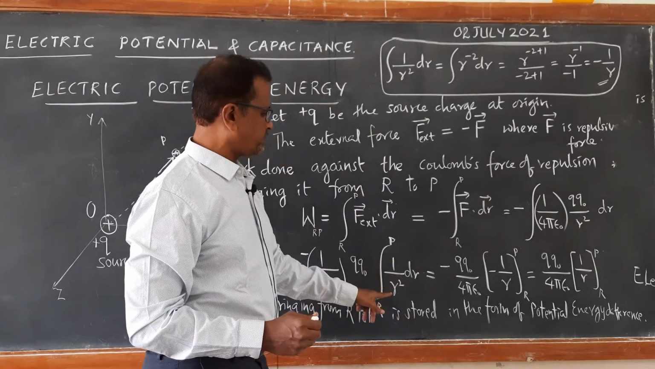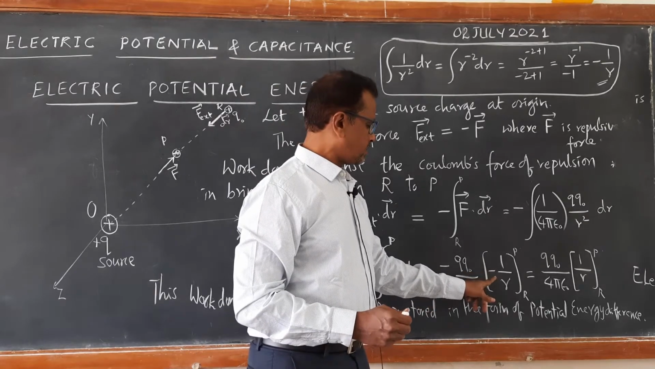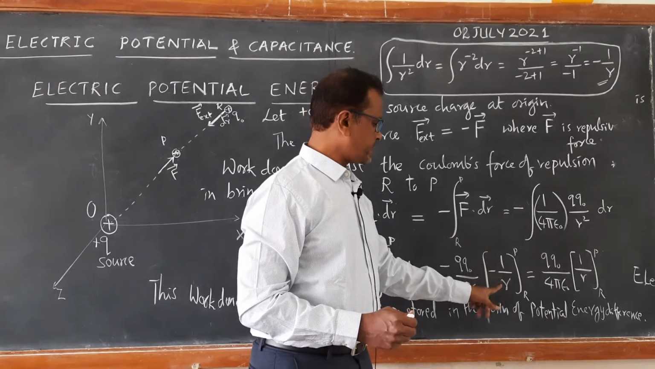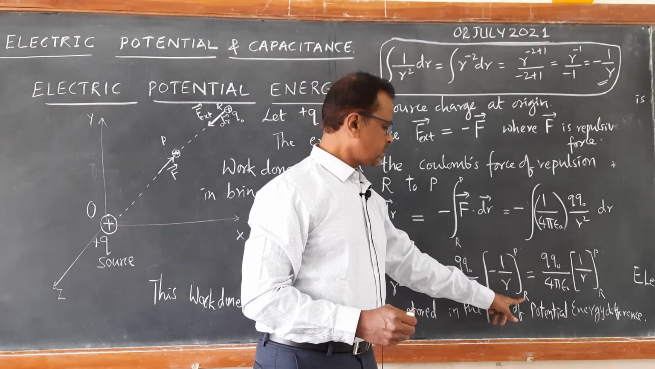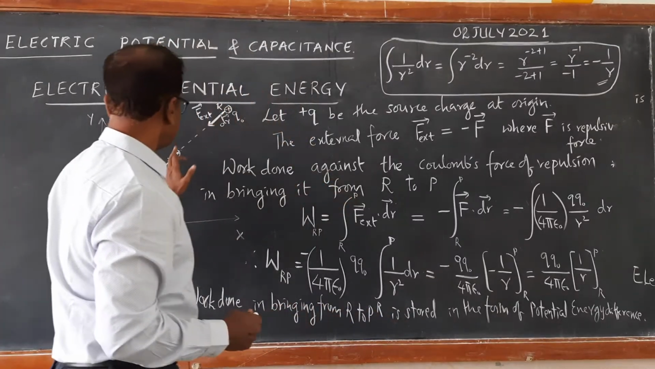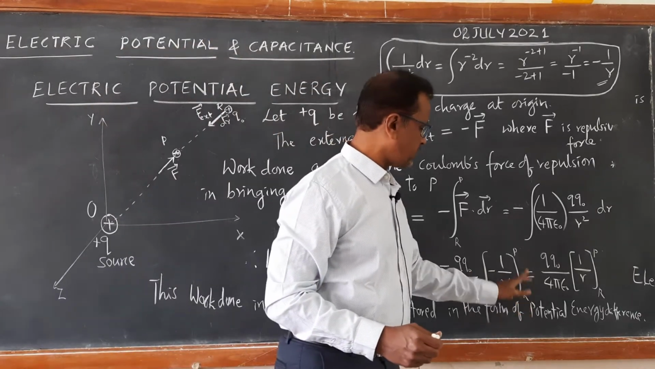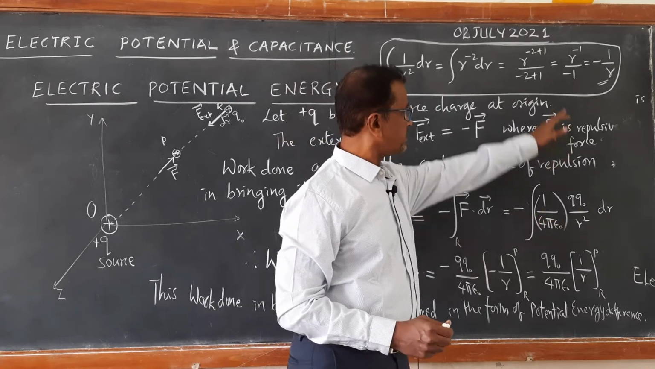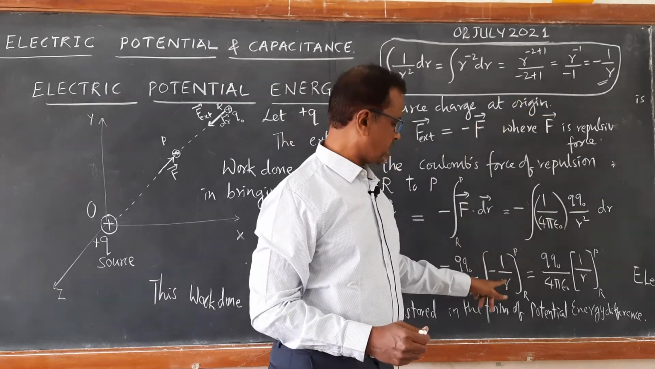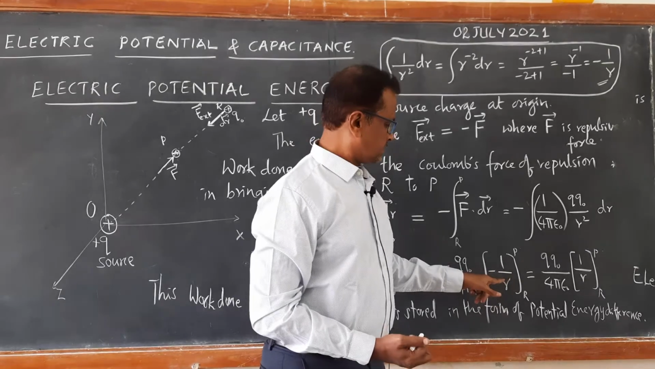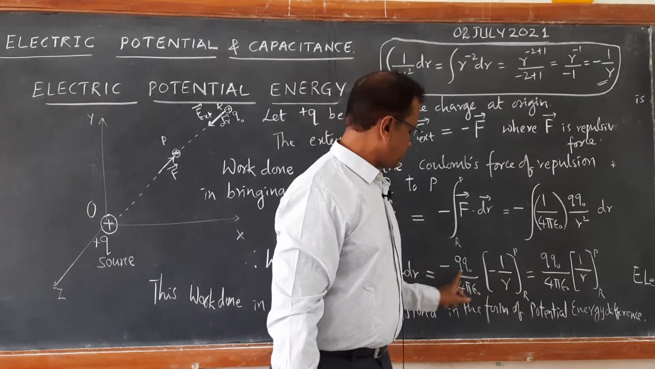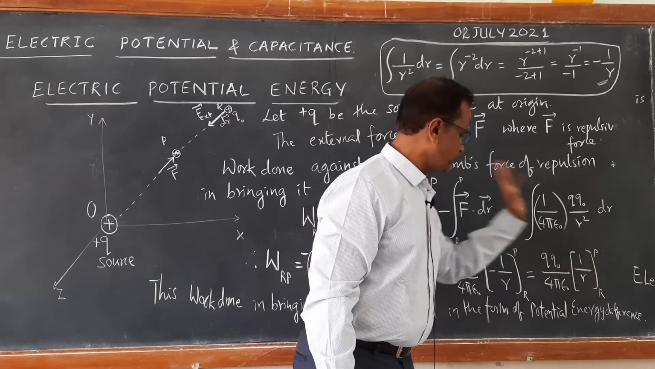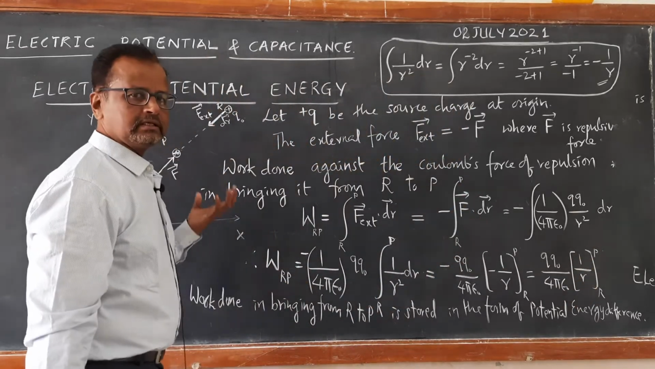When we integrate 1 by R square dr, we get minus 1 by R, from point R to point P. So the integral of 1 upon R square is minus 1 by R, and minus of minus cancels. Finally, you are left with 1 by R from R to P. Until here, it is correct.